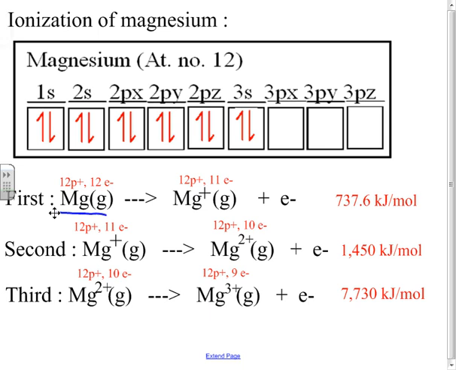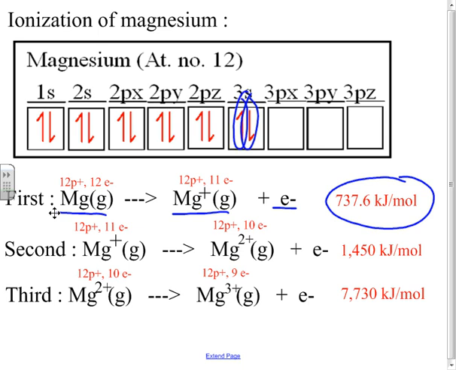If we were to remove the outermost electron from that atom, it would leave us with 12 protons and 11 electrons. And again, that outermost electron would be removed. That takes 737.6 kilojoules of energy to remove that outermost electron. What happens if we want to remove that second electron from magnesium?